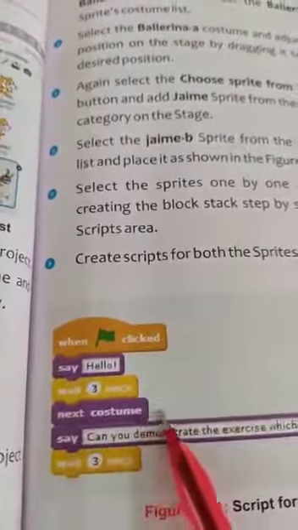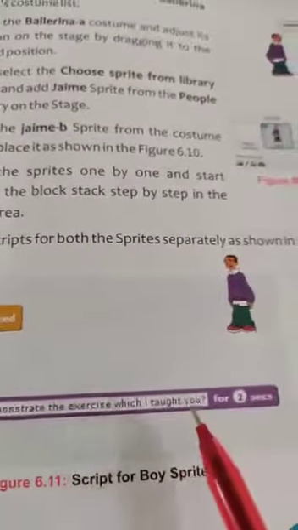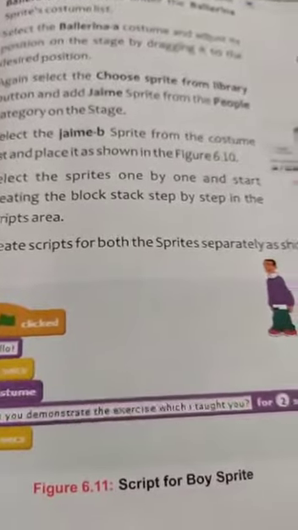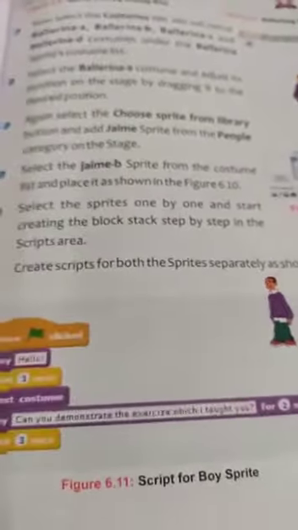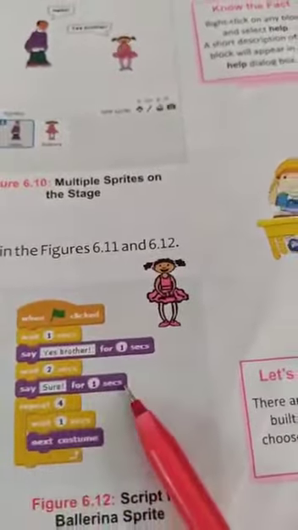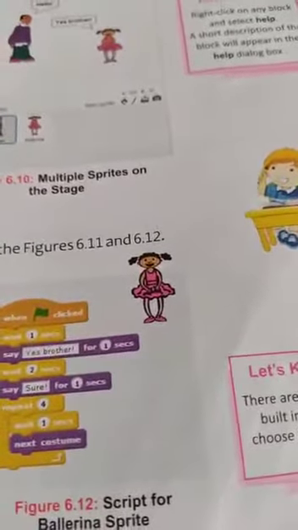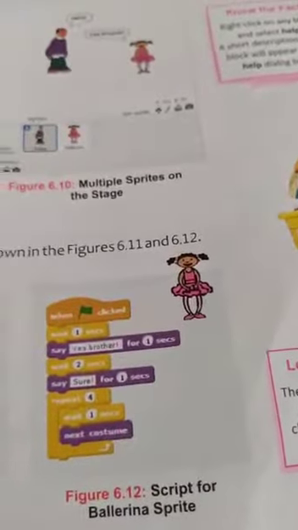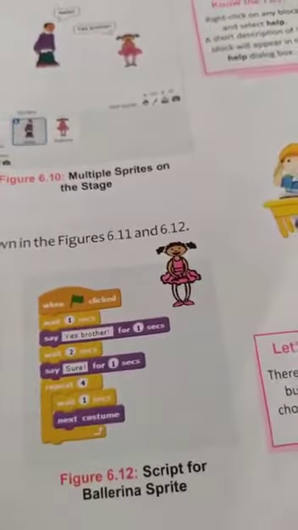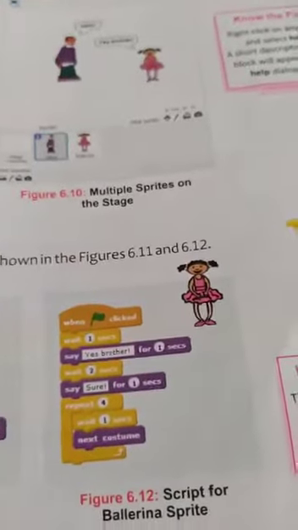Then Jammy B sprite will shift to the next costume and say, can you demonstrate the exercise which I taught you, for 2 seconds, and he will wait for 2 seconds. Then she will say sure for 1 second and start demonstrating the exercise one by one using different costumes of the ballerina sprite: ballerina A, ballerina B, ballerina C and ballerina D.